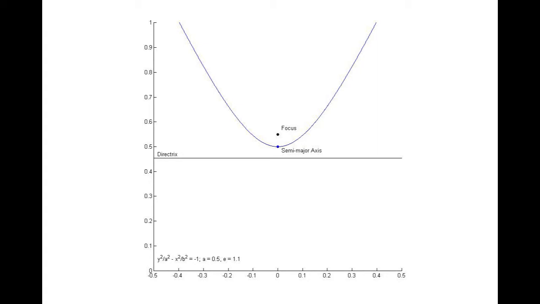From A, we can get what is usually denoted as C. C is equal to A times E, and that's actually the distance from the center of the hyperbola, or the origin in this case, to the focus. From A and C, we can get the quantity B. B squared equals C squared minus A squared. And you can see that B squared is what is actually used in plotting this using an algebraic equation. So those are just the few things that you need to know when you're trying to work with hyperbolas.